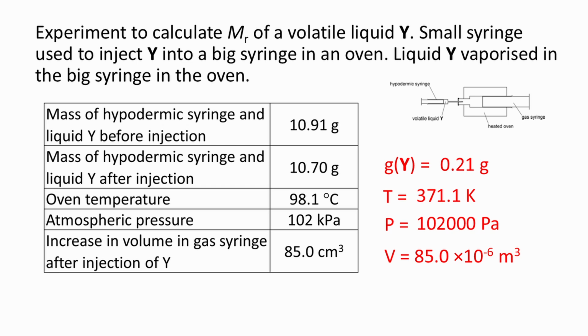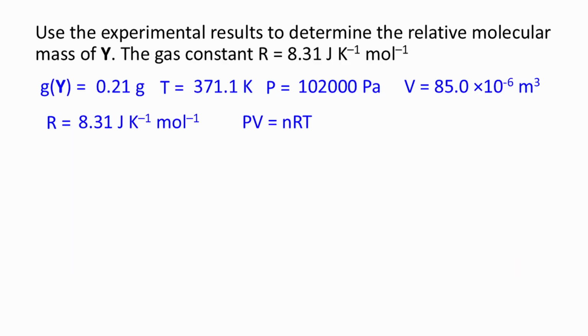The volume must be converted to meters cubed. To do this, divide by 1 million. A quick way of doing this is by using times 10 to the minus 6. The volume of gas is equal to 85.0 times 10 to the minus 6 meters cubed. Here are all of the variables given with their appropriate units. There was 1 mark awarded for these conversions.